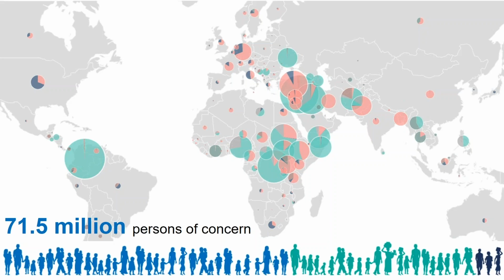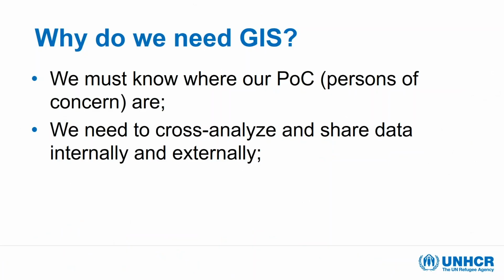So why are we interested in GIS, and why do we need GIS? Our mandate is to provide protection to people, and you can't assist any people if you don't know how to reach out to them. So we must know at any time where our persons of concern are and how to get access to them in order to understand their needs and provide the required assistance.